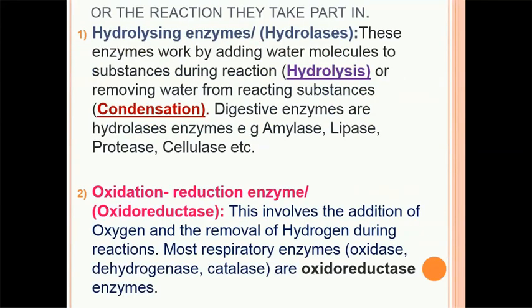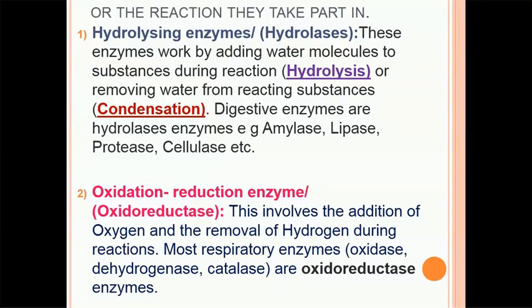Now let's look at the classification of enzymes based on the reaction that they take part in. We have 4 different types we are looking at. The first one is called hydrolyzing enzymes. You can simply call them hydrolases. These enzymes work by adding water molecules to substances during reaction, and that reaction process is called hydrolysis. Or simply by removing water molecules from reacting substances by the process known as condensation. Note that all digestive enzymes are hydrolysis enzymes, and examples include amylase, lipase, protease, cellulase, and so on.